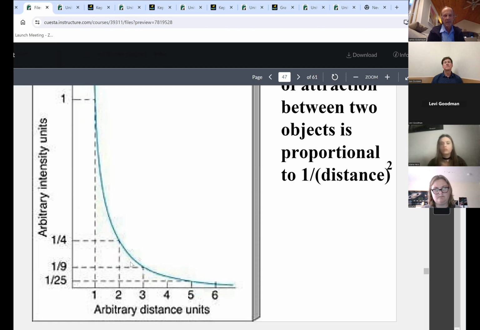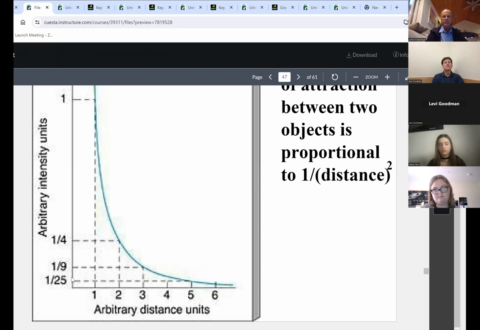Tripling the distance decreases the force by 3 squared or 9. Quadrupling the distance decreases the force by 4 squared or 16, and 5 times farther away than your original distance would decrease the force by 1/25.